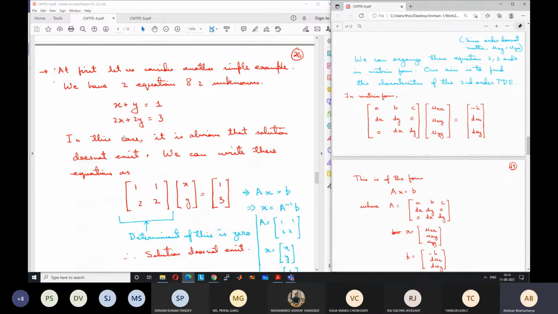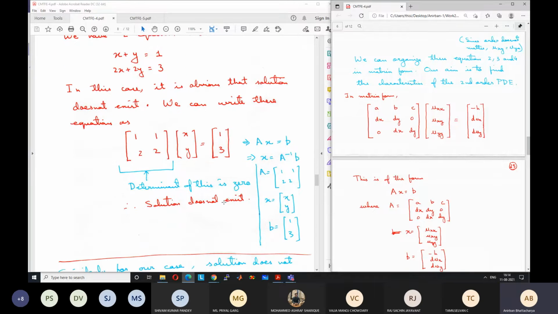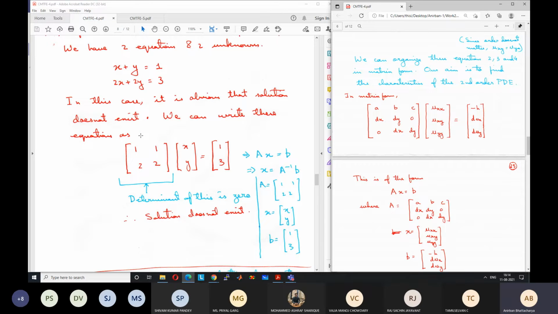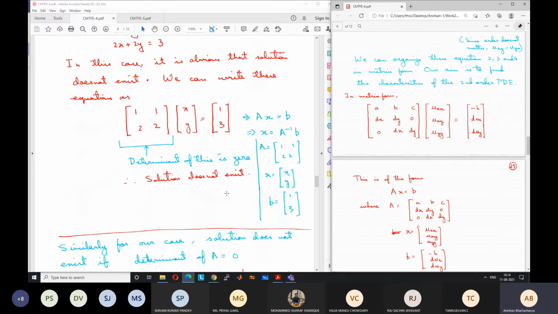If we write this in matrix form, we can write 1 into x plus 1 into y is equal to 1, and 2 into x plus 2 into y is equal to 3. This is of the same form we have just studied, Ax equal to b, or x is equal to A inverse b. But A is given as [1, 1; 2, 2]. So the determinant of A is 0, since 2 minus 2 is 0. That's why we find that the solution does not exist. We can mathematically prove that the solution does not exist because the determinant is 0. So you can see from the simple example that if the determinant is 0, the solution will not exist.